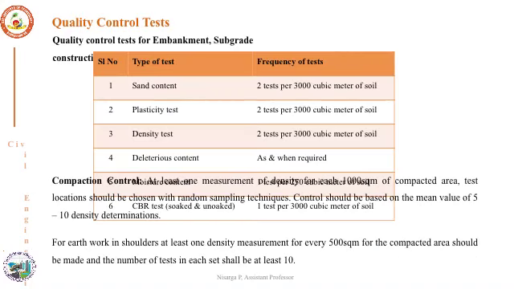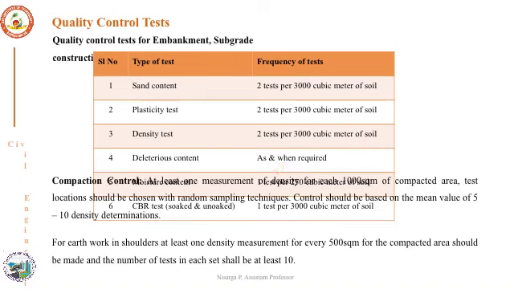Next is a very important thing. After the road construction is done, you have to check for the quality control tests. Some of the quality control checks that are done for the subgrade include the sand content, which has to be checked. The frequency of the test has been included: 2 tests per every 3000 cubic meters of the soil, and the soil has to be tested for the plasticity index, density and deleterious materials if any. The deleterious content will also be checked as and when it is required.